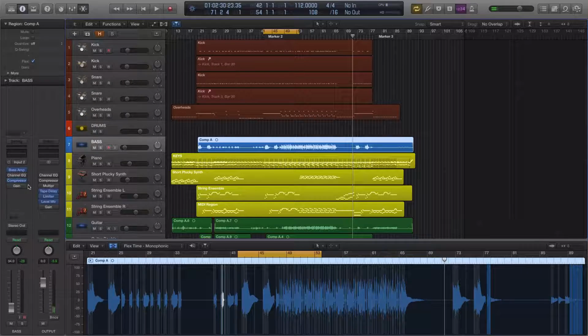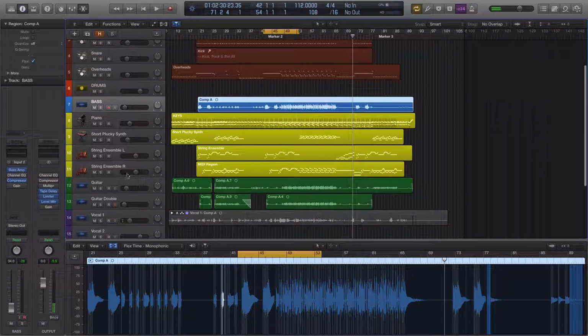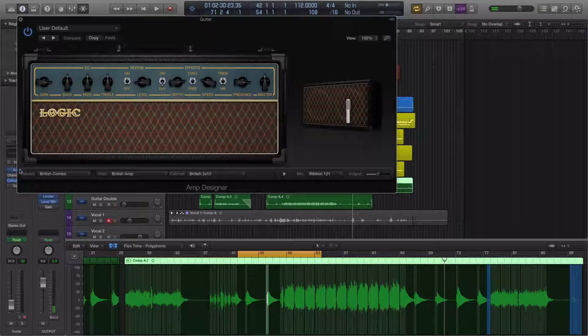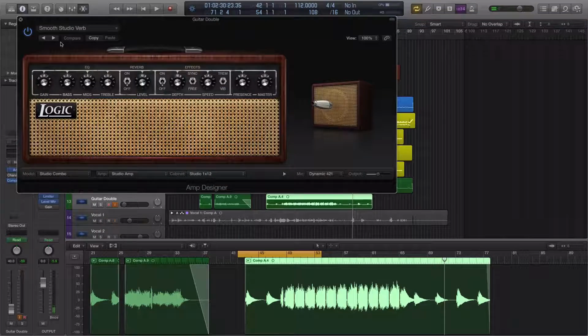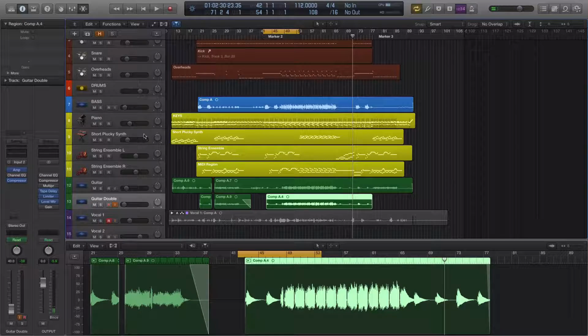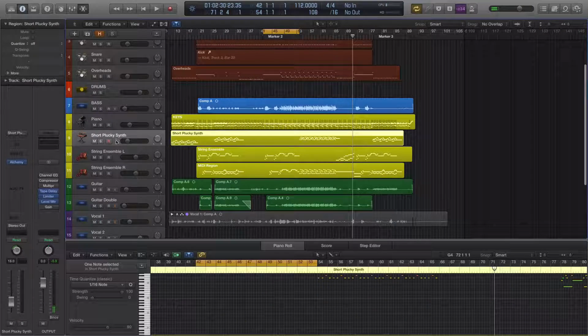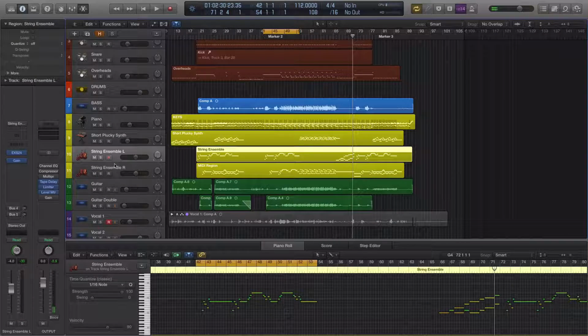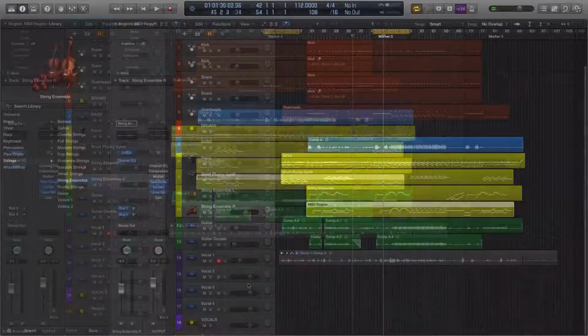Then we have a bass guitar recorded direct in and ran through a bass amp simulator. I did the same thing with the guitar, and thickened it up by doubling certain parts of the performance and running it through a second amp simulator. The remaining 4 MIDI tracks are piano, synth, and 2 string tracks, panned left and right. And it sounds like a song, doesn't it?